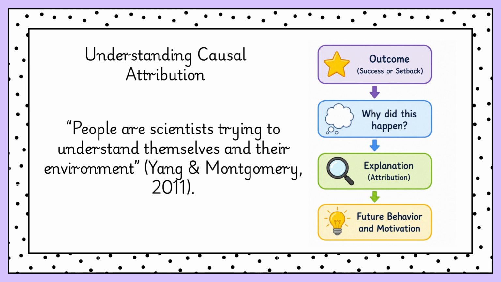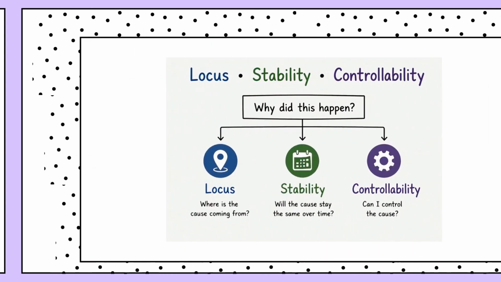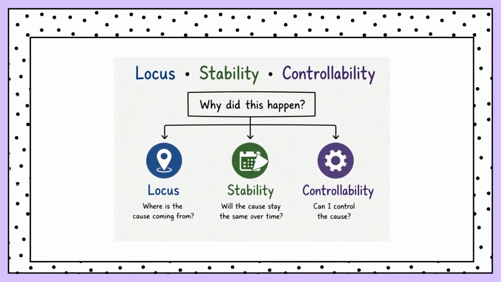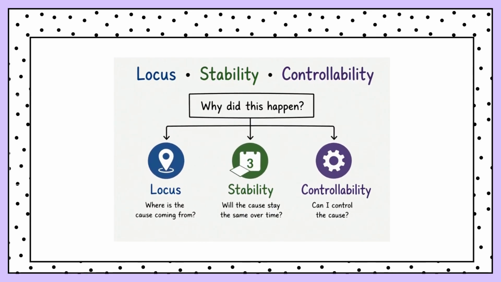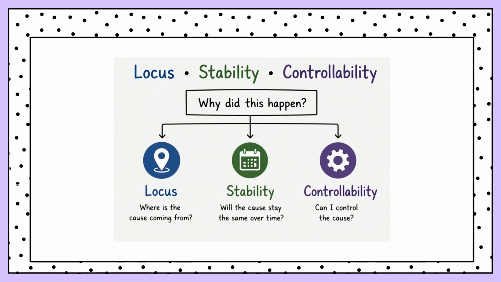As educators, understanding these attribution patterns can help us recognize how students interpret their experiences and how we can support them in developing more productive, growth-oriented ways of thinking. After students experience success or failure, they naturally ask themselves, "Why did this happen?" According to Wiener, their answer usually falls into three areas.